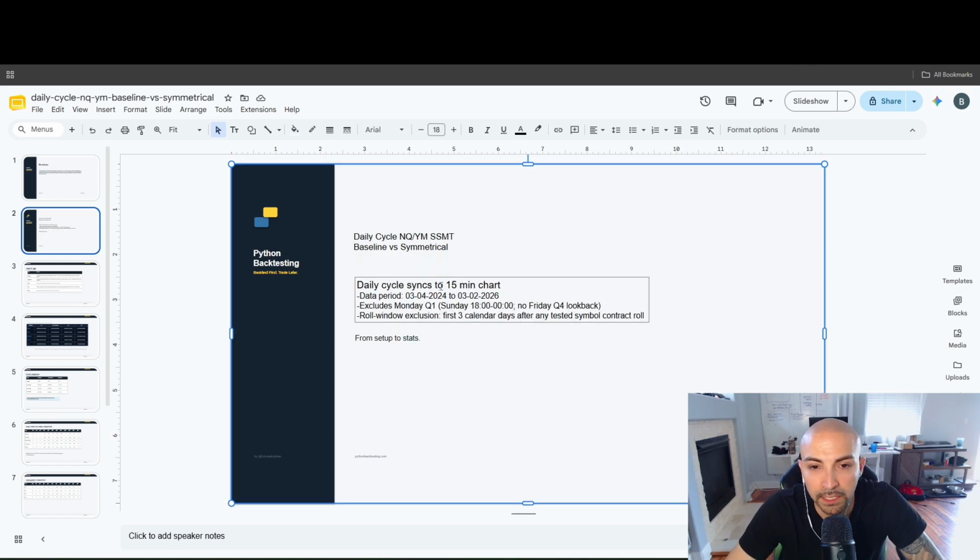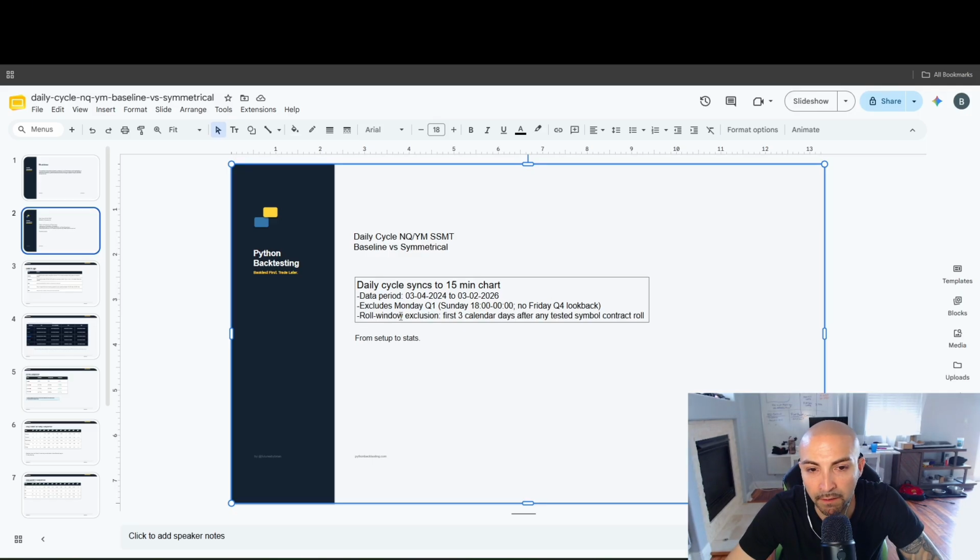Okay, so the daily cycle syncs to the 15-minute chart in quarterly theory. The data period is 2 years, from March 4th, 2024 to March 2nd, 2026. This excludes Monday quarter one, which is Sunday's open, because I wasn't sure if we should look back to Friday quarter four or not, but only one quarter is missing from the data.